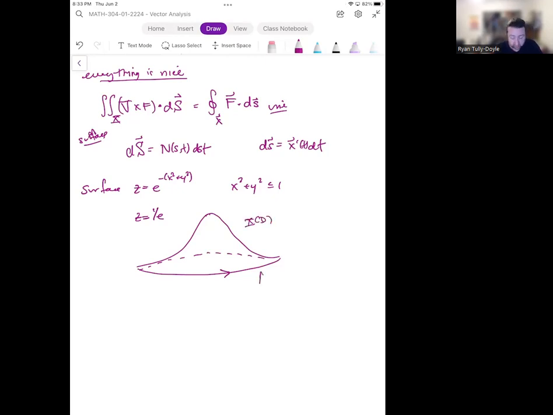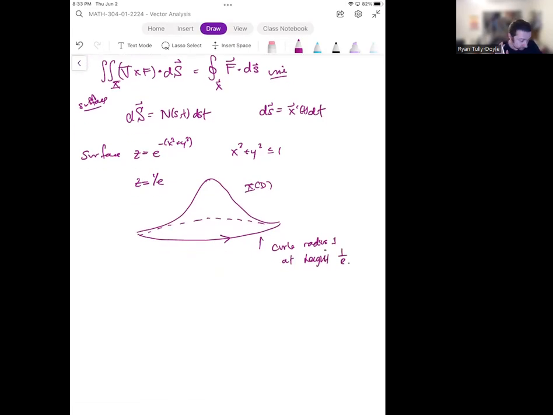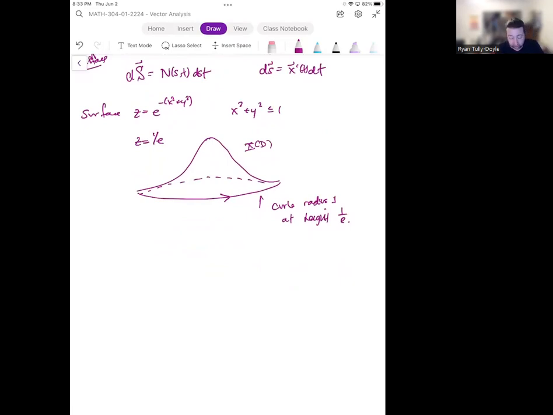And this boundary curve is just the circle of radius 1 and height 1 over e. Somebody comes along and gives you a vector field, and that vector field is chosen to be particularly ugly. F is equal to (e to the y plus z minus 2y) i plus (x e to the y plus z plus y) j plus e to the (x plus y) k.